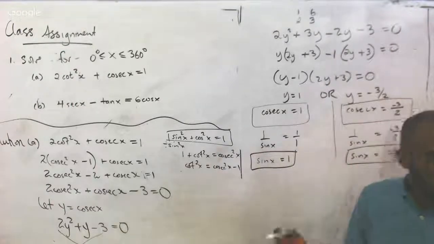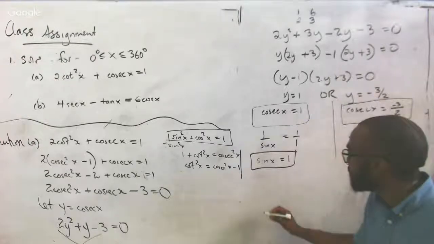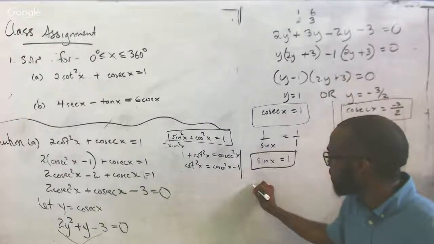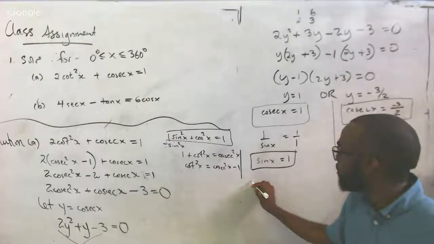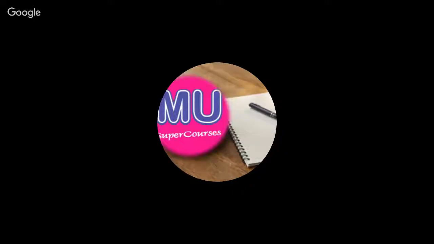Here, you can use the graph or you can use the quadrant system. So whether you use the graph or SATC, the quadrant system, sine is positive here and here.